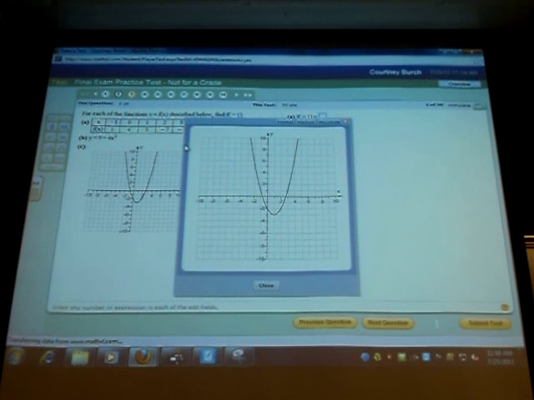Yeah, so your y value is also negative 1. Okay, so look at the point on the graph.